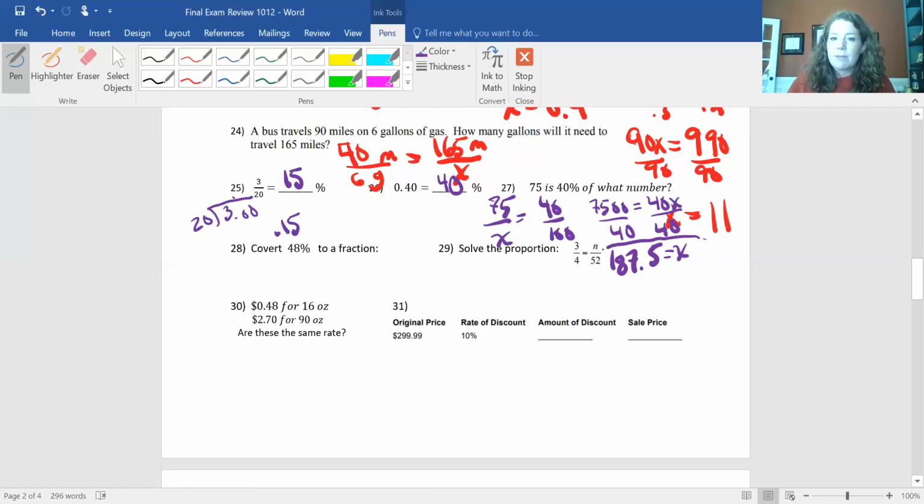So when I did this problem earlier, I don't know what I did. I ended up with a 30, but that's not right. So anyway, that's the right answer, 187.5.